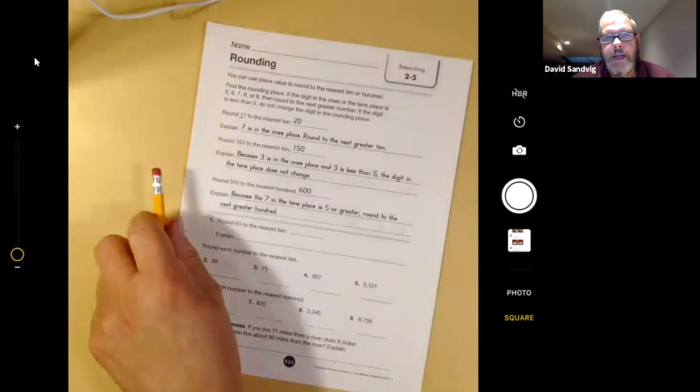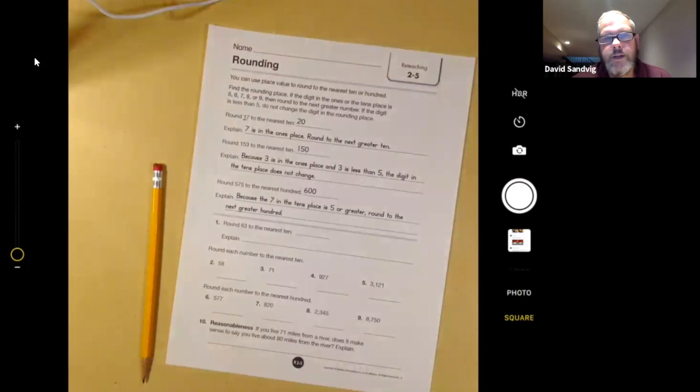You can use place value to round to the nearest 10 or 100. Find the rounding place. If the digit in the ones or tens place is 5, 6, 7, 8, or 9, then round to the next number or the next greater number. If the digit is less than 5, do not change the digit in the rounding place. So remember, we are looking at two numbers. We are looking at the number that is in the rounding place, and that is when we round to the tens or to the nearest hundreds. And then we are looking at the number directly to its right.